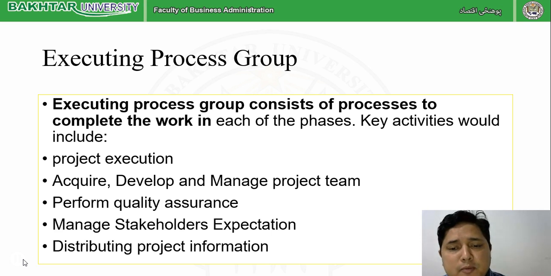And manage stakeholder expectation. We all know that stakeholders are all those people who are involved directly or indirectly in the project. It may be our team, my parent company, the client, another customer, the society, the environment, the bank, the supplier, whoever is directly or indirectly involved. Whatever their expectation is, we have to try to manage it.